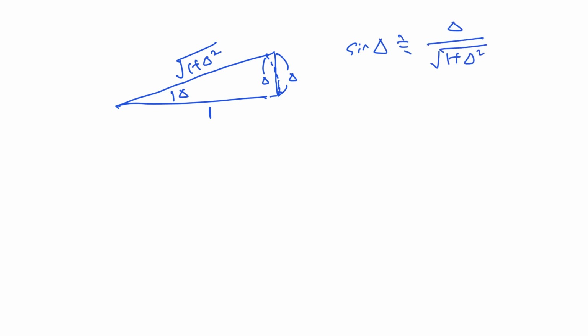So actually, this is arc length and slightly delta. This is delta actually. Then this is 1. This is square root of 1 plus delta square, and this is delta. Then sine delta is approximately delta over square root of 1 plus delta square. And cosine delta is approximately 1 over square root of 1 plus delta square.